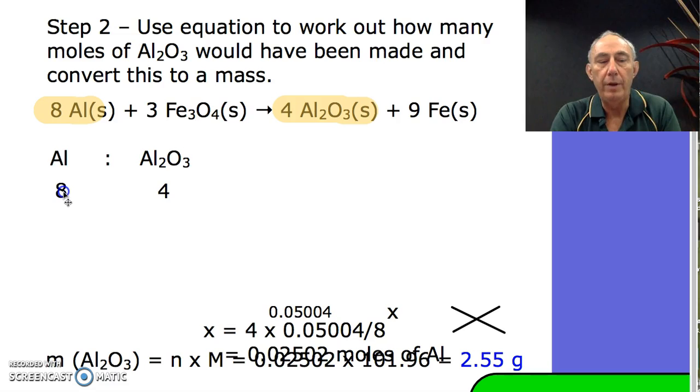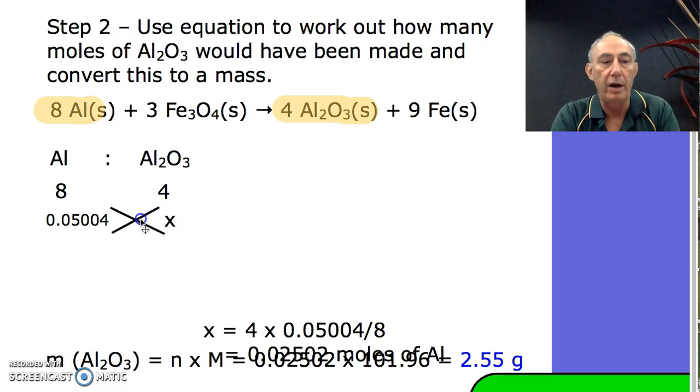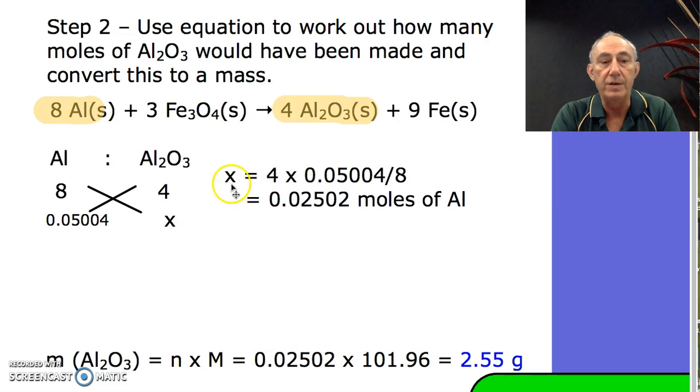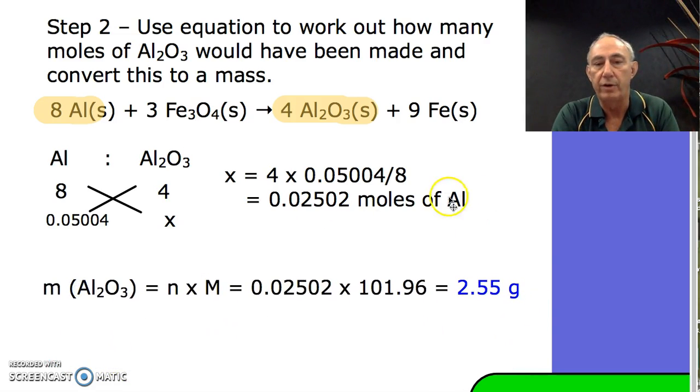So 8 moles of aluminium will make 4 moles of aluminium oxide. We started with 0.05 moles of aluminium, so we're going to make an unknown amount of aluminium oxide. If you can't see the mathematical relationship, then you do your cross multiply. What we work out is that X number of moles of aluminium oxide is going to be 0.025. Once I know my moles of aluminium oxide, I can convert that into a mass, and I get 2.55 grams.